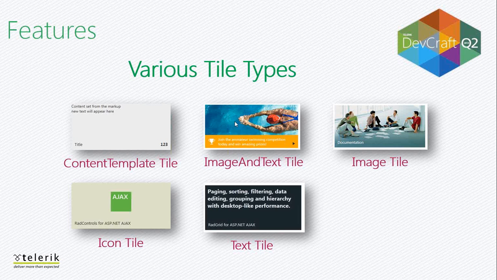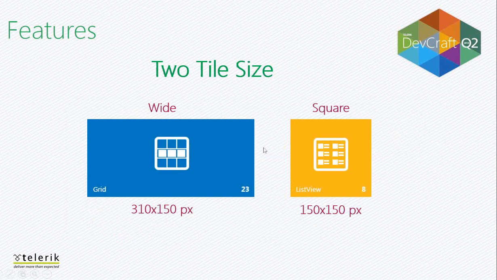The images themselves, as you can see, if you are using image style, you can have an image width of 310 by 150. But if you are using image and text, since the text needs to be shown on the bottom, you need to have a width of 310 and 105 pixels. Next we'll look at the sizes that we provide. We provide you two tile sizes, wide and square. The wide is 310 by 150 pixels, that is 310 in width, 150 in height, and the square is 150 by 150.